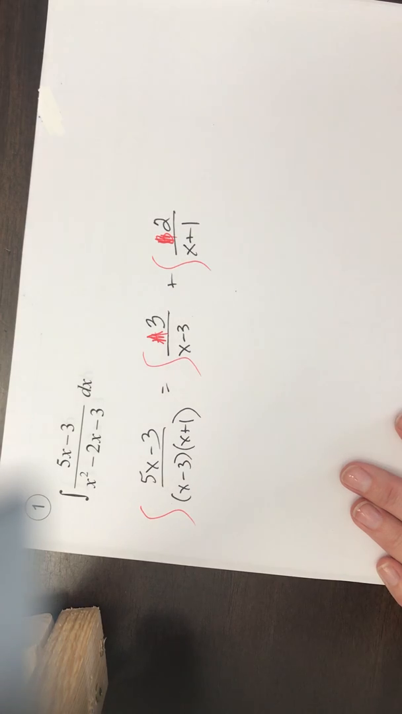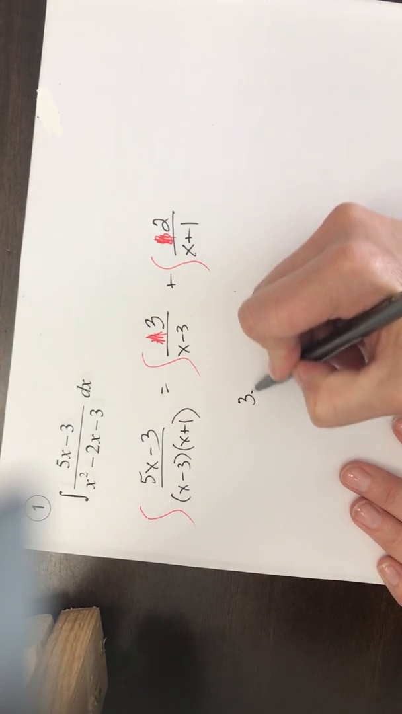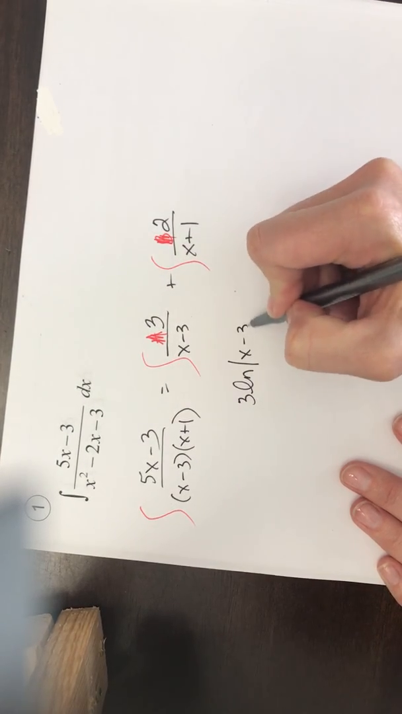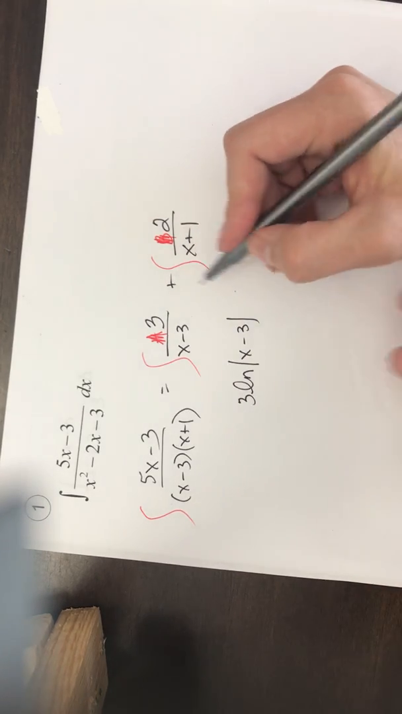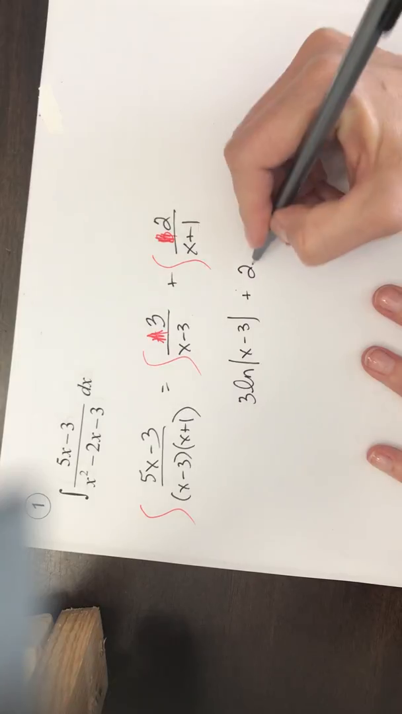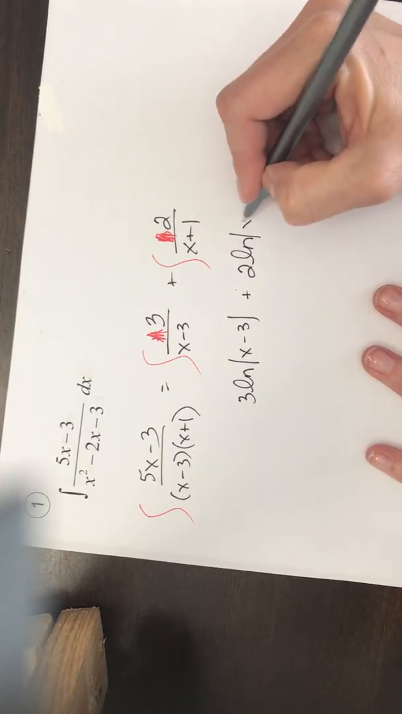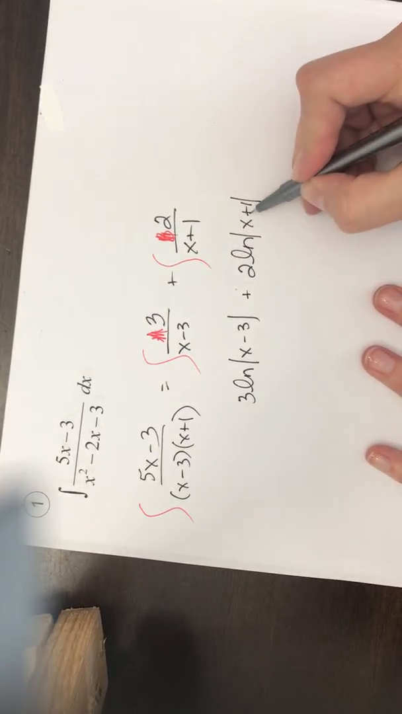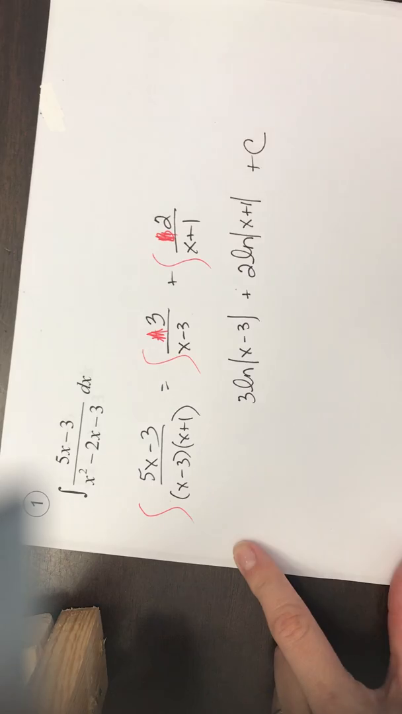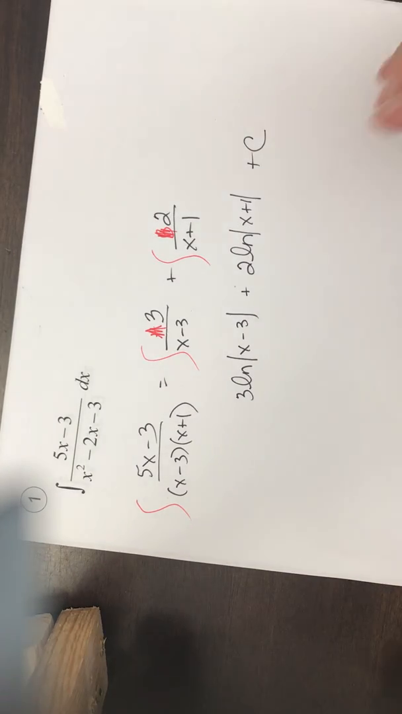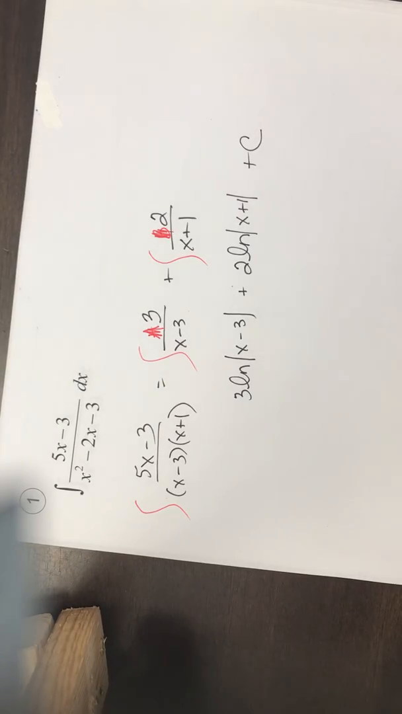Hopefully you figured out that that's a natural log. So it's 3 natural log of x minus 3 divided by the derivative of the inside, which is 1, so that's easy, plus 2 natural log of x plus 1 divided by the derivative of the inside, plus c. That's it. We're done. Very, very easy to integrate. The time is spent doing all the algebra to separate it using partial fractions.